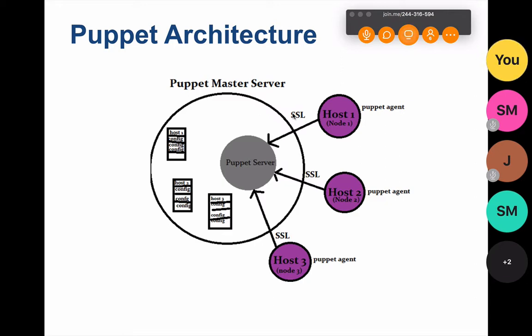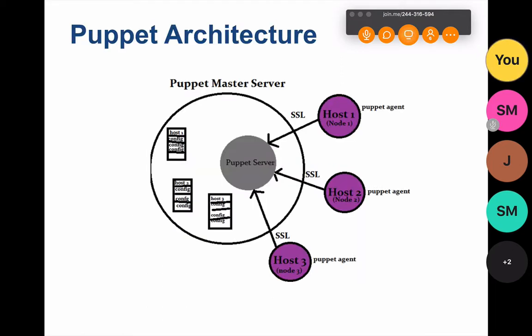So there is a step of signing the certificate, and once that is done, the Puppet master and agent are bound to each other. Okay, so a very simple architecture. And then you see here the square part is like the configuration file. So for host 1, host 2, and host 3, you can define different files for different hosts and different nodes, if required.